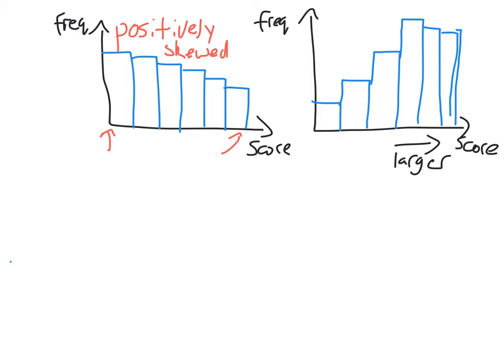So if you think of the mean and median as starting off as equal, these scores up here drag up the mean. That's why it's more than the median. The opposite happens for negatively skewed data.